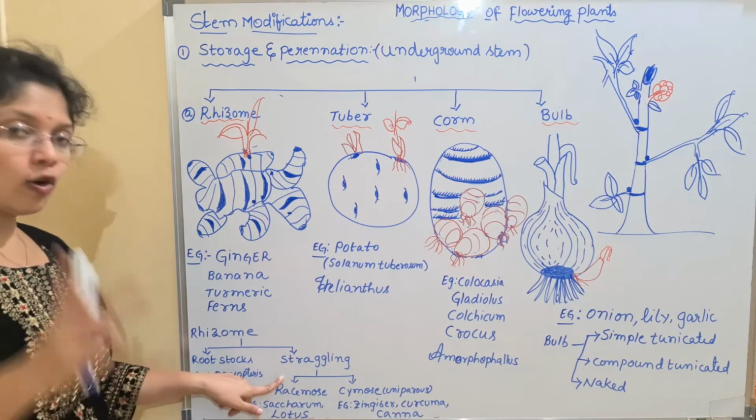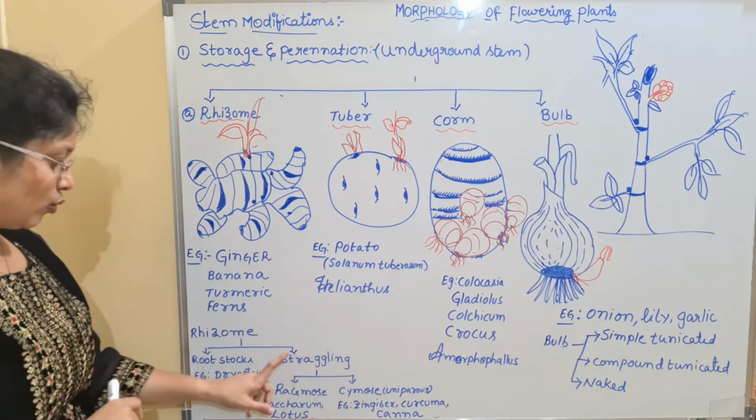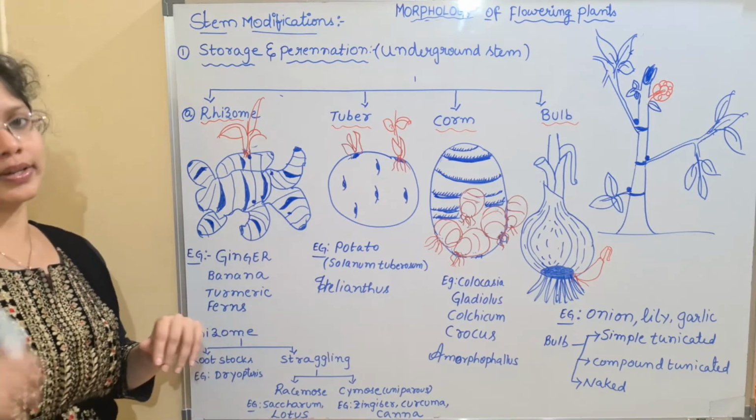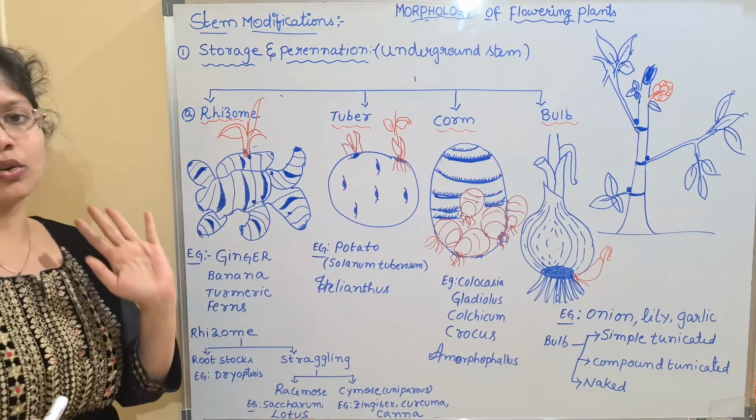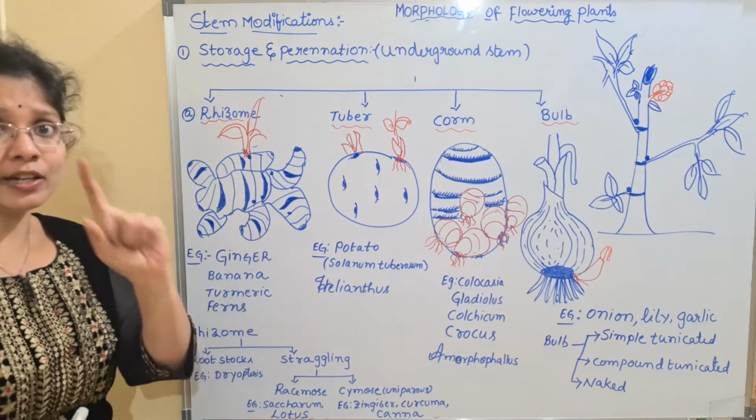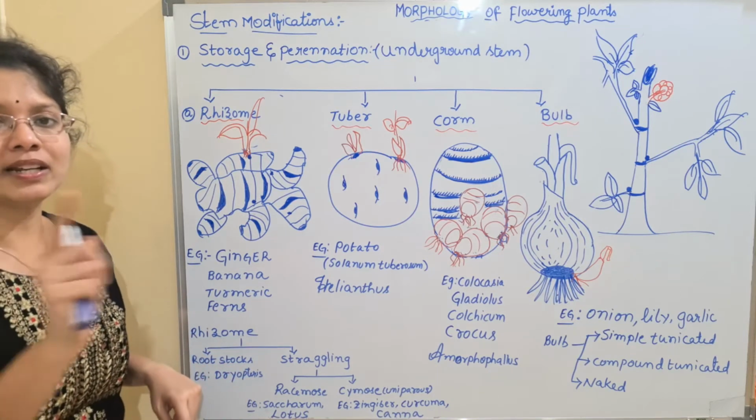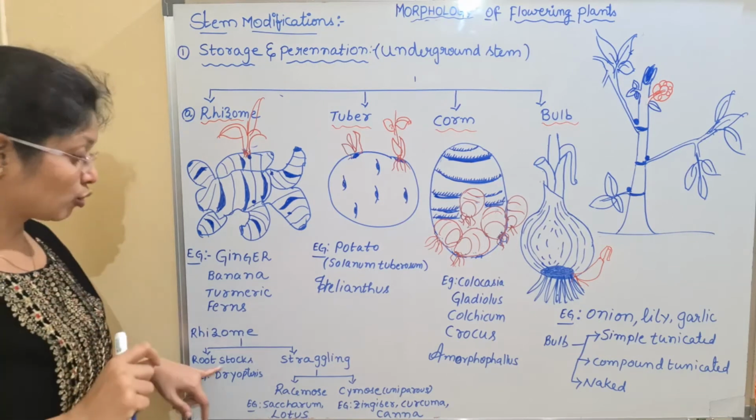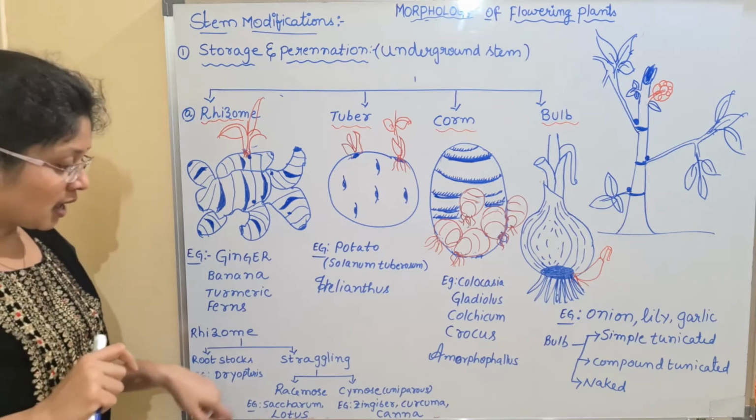Next we have straggling. Stragglings are again of two types, racemose or cymose. Then what are stragglings here? Stragglings are generally horizontally growing structures. Rhizome means a horizontally growing structure, but some are obliquely growing, which are said to be the rootstocks. Rhizomes which are obliquely growing and reach the surface of the soil are said to be the rootstocks, and these are seen in Dryopteris, which is a fern plant.